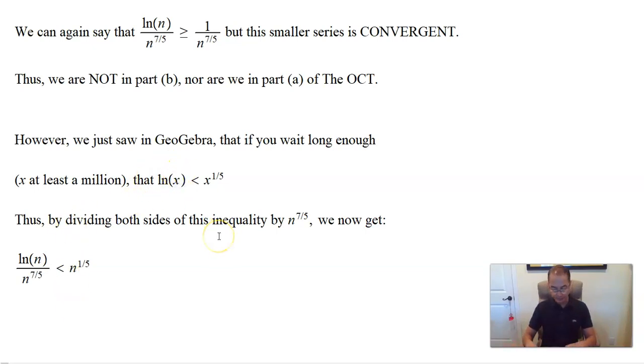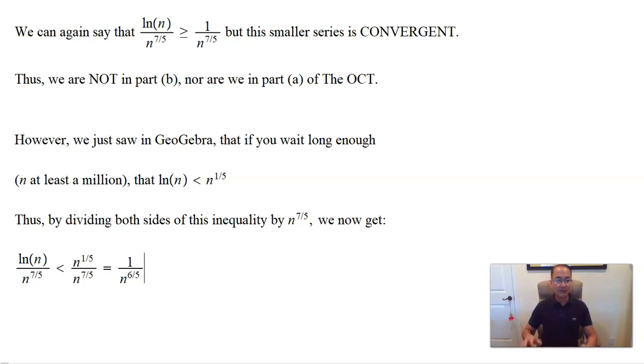So let's do that here, where n is at least a million. Okay, now everything's in it. It'll be less than n to the 1/5 over n to the 7/5. But by the rules of exponents, what are we going to get? Well, 7/5 is bigger than 1/5, so we can bring the 1/5 down to the denominator. 7/5 minus 1/5 is going to be 6/5. 6/5 is bigger than 1.